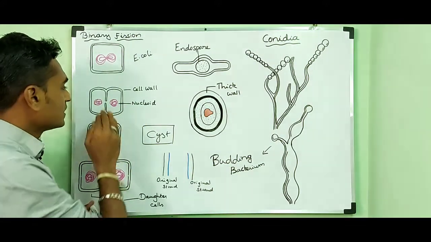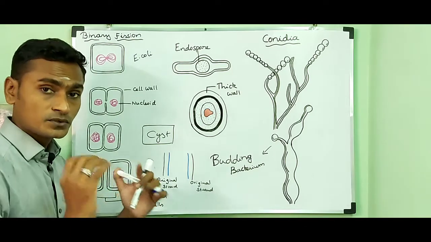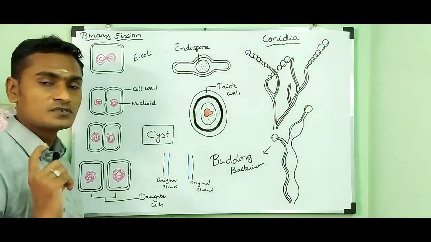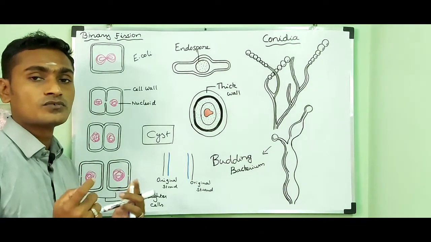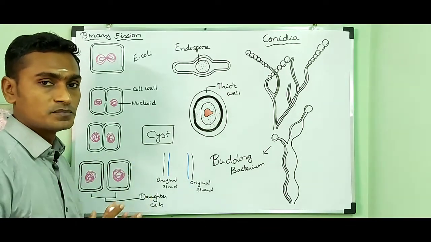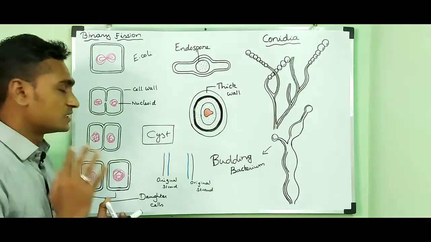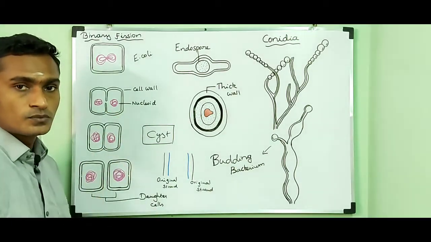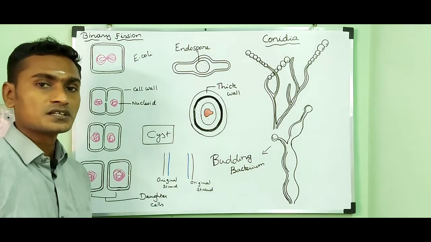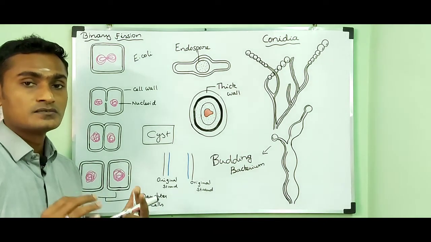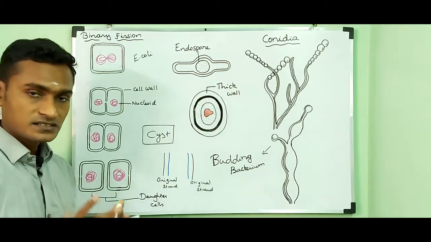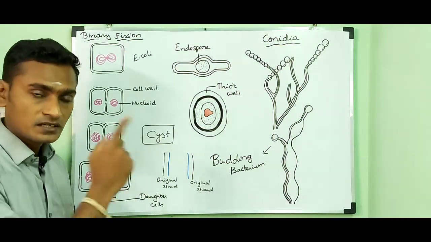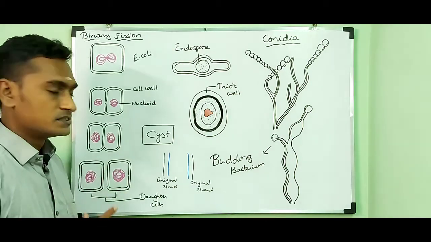Here you have to notice a point. There is no formation of spindle fibers like in mitotic cell division. You are not supposed to observe the formation of spindle fibers, which happens in mitotic cell division. That is the major difference between binary fission and mitotic cell division.